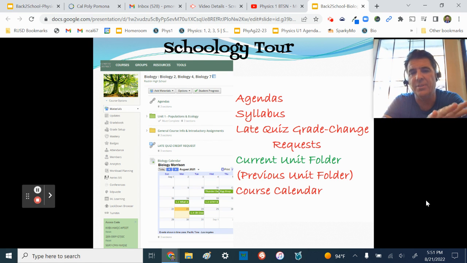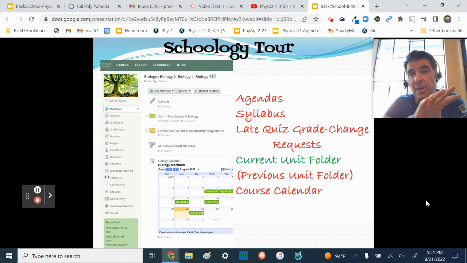So, anyways, moving on to Schoology, there's a ton of stuff on Schoology. Almost everything I do in class is on Schoology. Your agendas are linked at the top. Every day there'll be links to things that we do in class. If you go down to where it says current unit folder, the green folder with the unit numbers, that's the current folder. If you scroll down below the calendar, the previous units are in there.